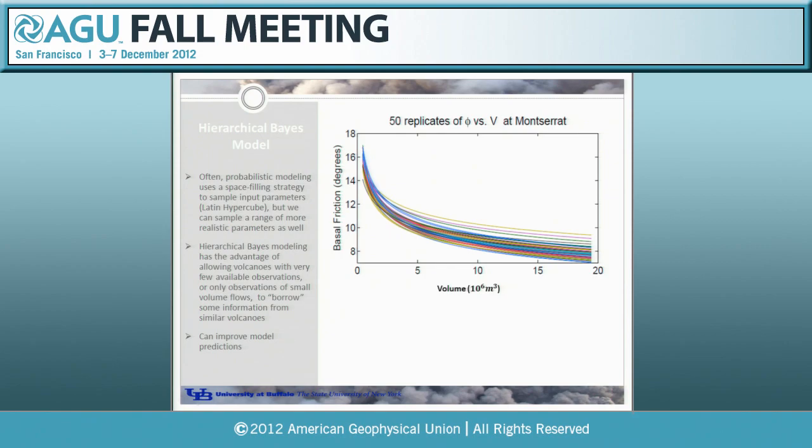And what this really allows you to do is that volcanoes that have few observations can borrow information from similar volcanoes that have more information, and you can use this to improve model predictions. So instead of sampling randomly, these are some replicates running through the model just for Montserrat. So this is volume versus friction here, and you can sample this whole space and take into account some of the uncertainty here.